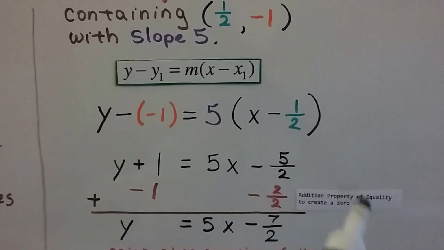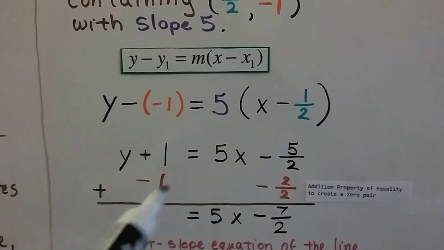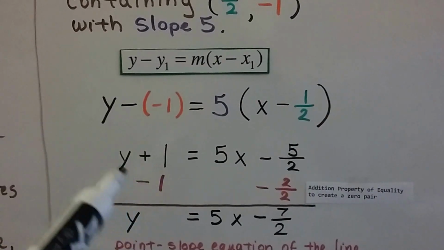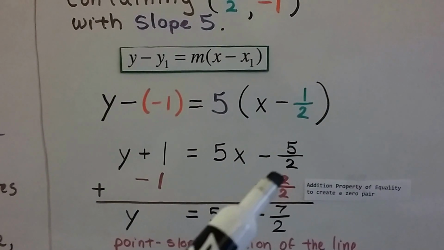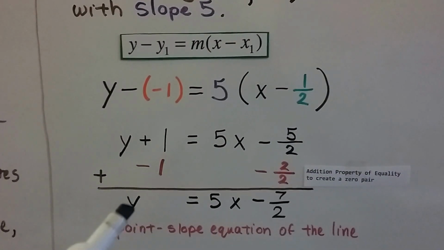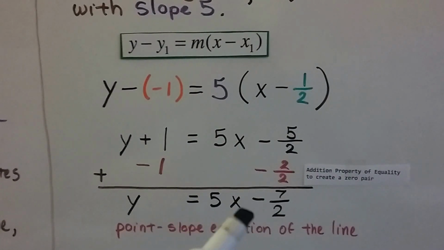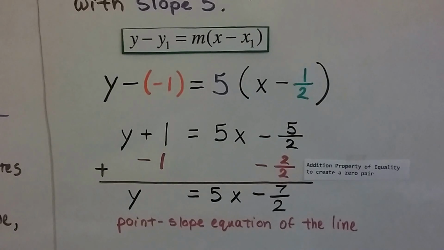And using the addition property of equality, we can create a zero pair here and take away this 1 to isolate that y. So we're going to add a -1. I'm going to write it as 2 halves on this side because that's a fraction. So we're going to get y equals 5x minus 7 halves. And that's the point-slope equation of that line.